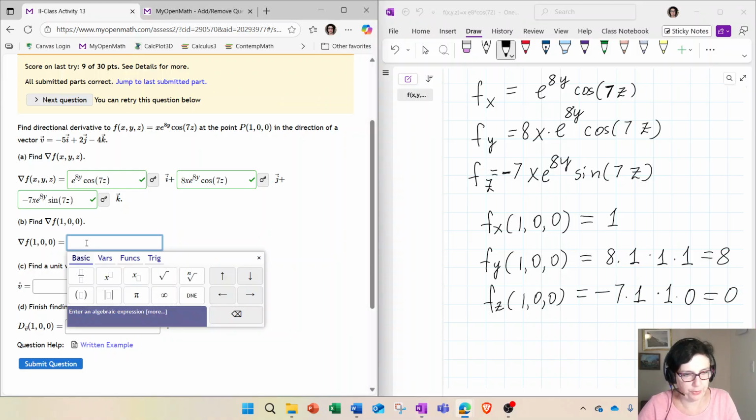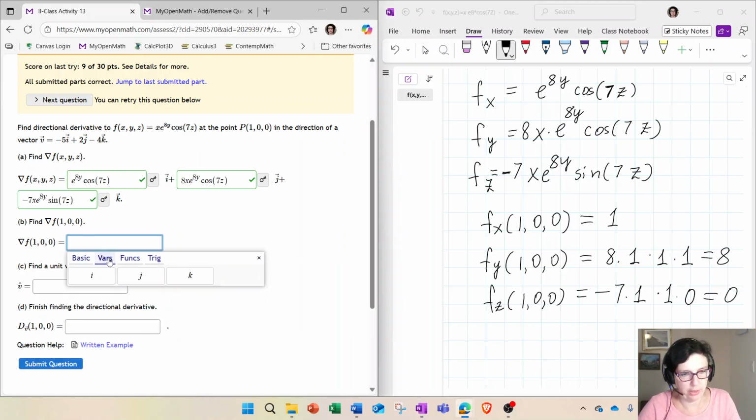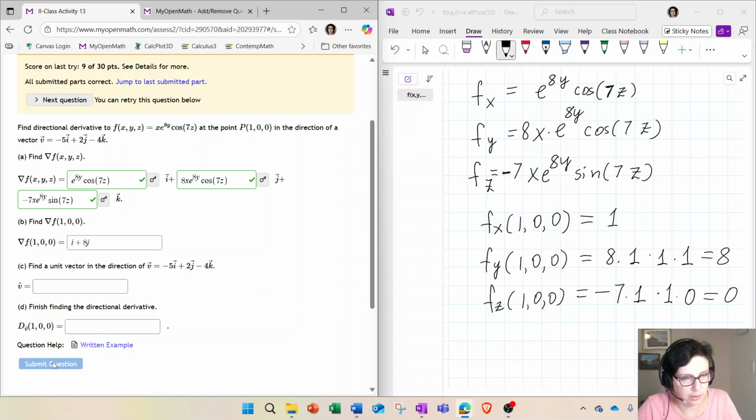So you have to, again, use i, j, k, looks like, right? If you go to vars, it shows you. So this is just going to be i plus 8j. And then you could put plus 0k, but I'm not going to do that. Okay, so that's the gradient.